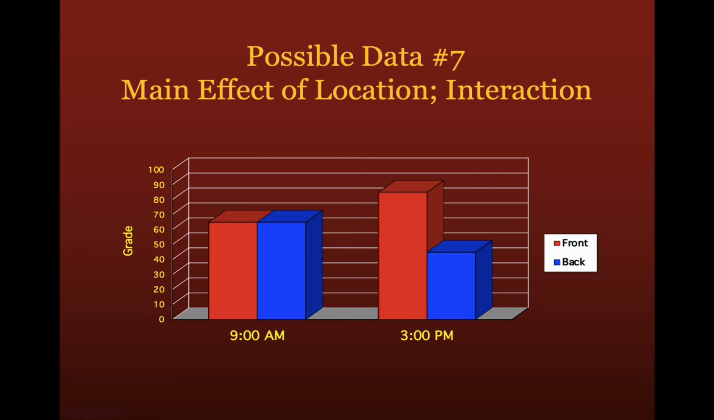Then our bar graphs, again, 9 o'clocks are the same. 3 o'clock, front is higher than back. There's a main effect of seating location, just the average of the fronts, the average of the two reds. It's higher than the average of the backs, which is the average of our two blues. There's no main effect of time of day because the average of 9 o'clocks is 65. The average of the 3 o'clocks is also 65.